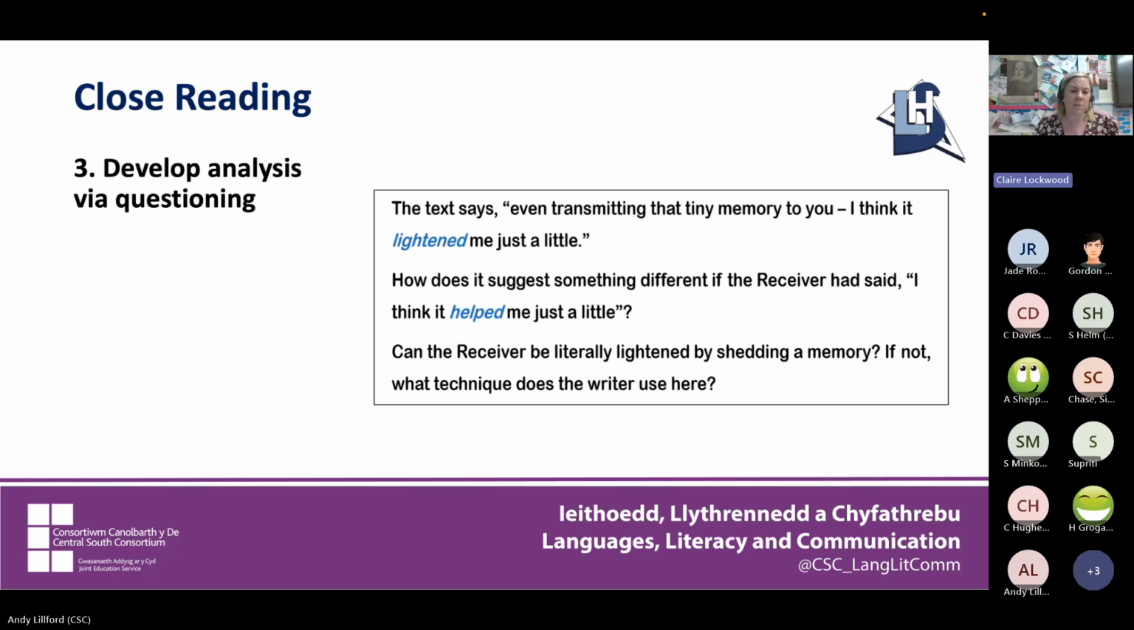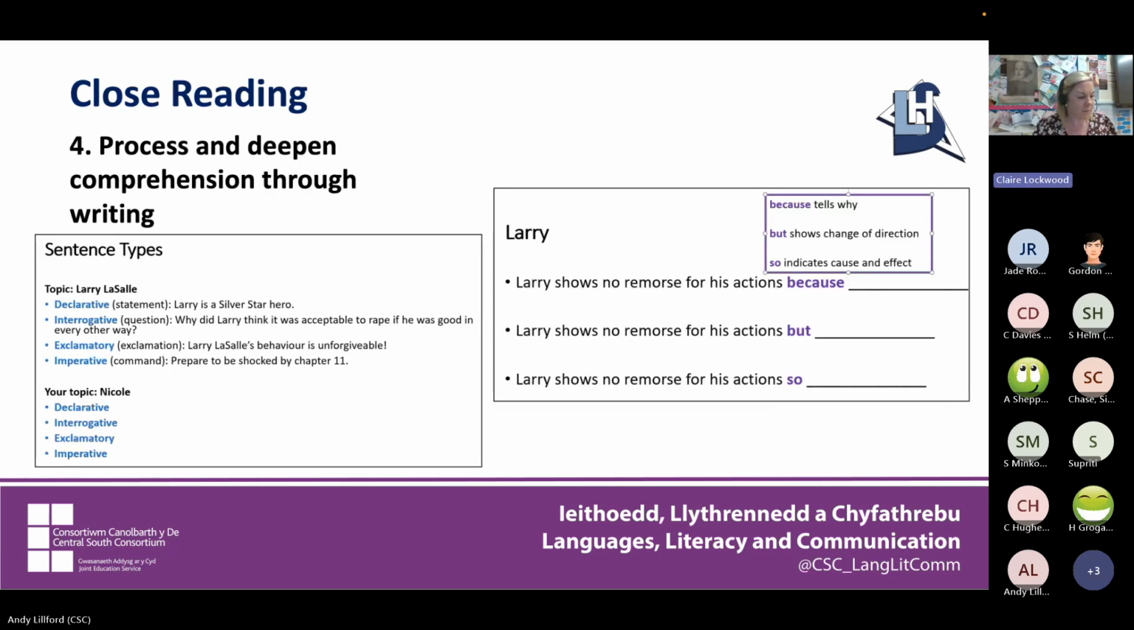We may be like, turn and talk to a partner for 60 seconds. What's the difference, or what's the benefit of using this word over this word? And then they may come back and do it in a written form, but developing that analysis via questioning. And then we've got the deepening of their comprehension through writing.